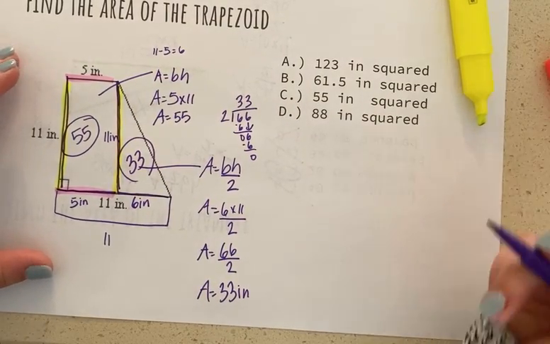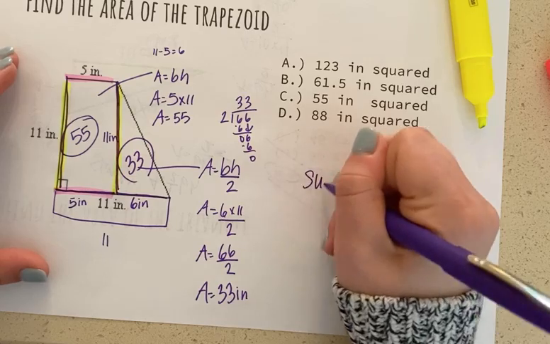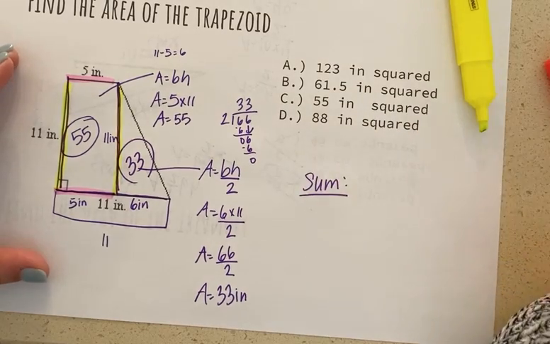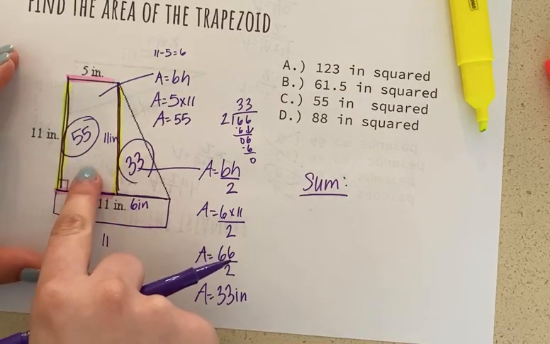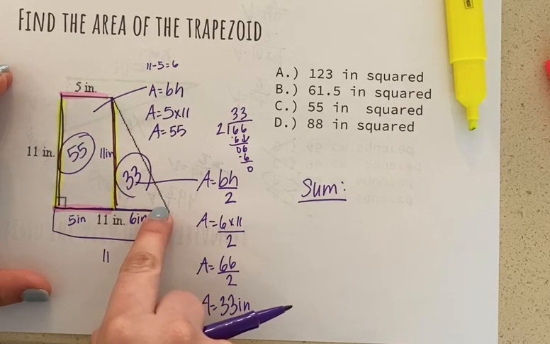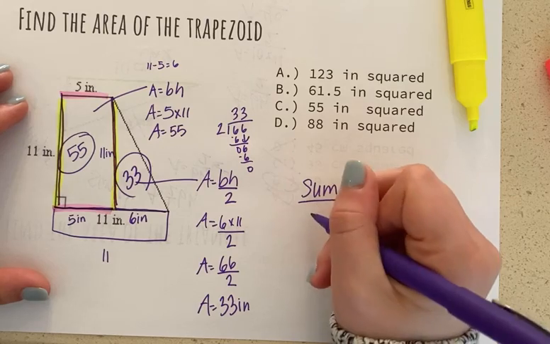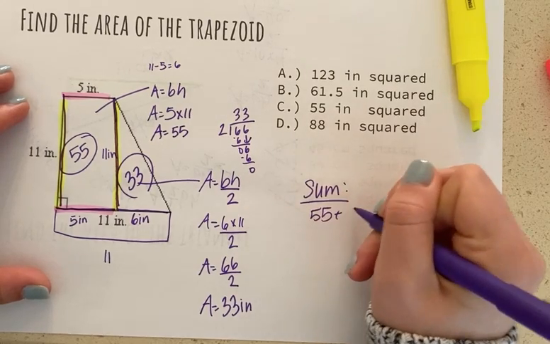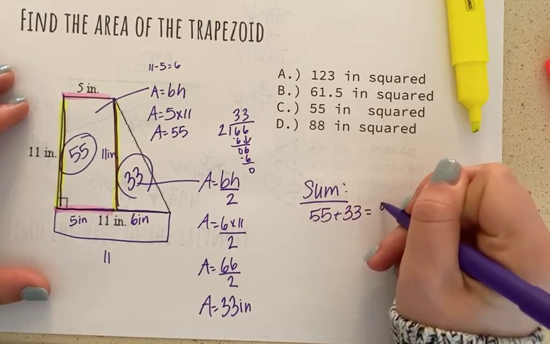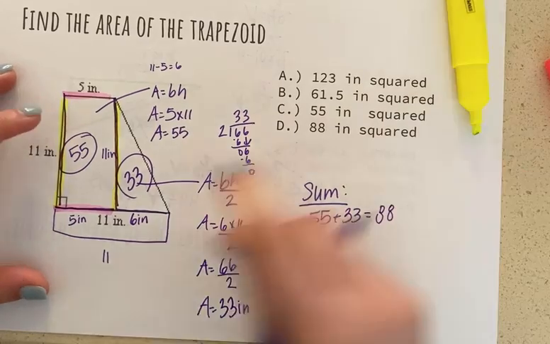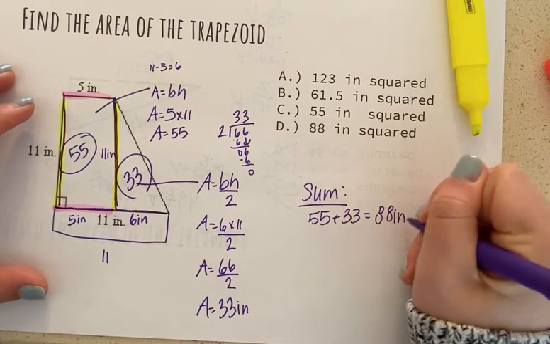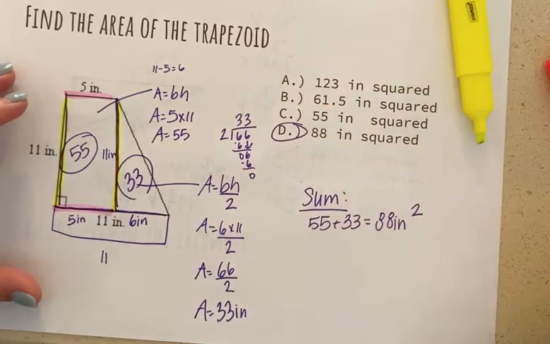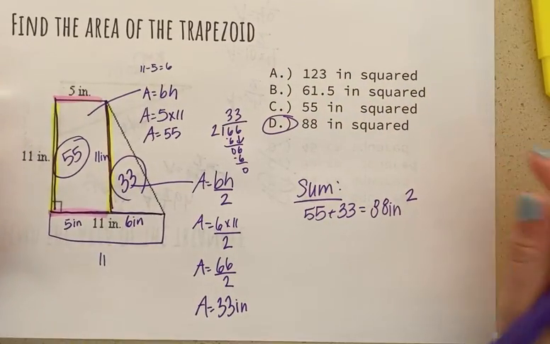Okay, I am not finished yet. Now I need to find the sum. The sum means I'm adding the area of this rectangle plus the area of this triangle. So I have 55 plus 33, which gives me 88 inches squared. So answer choice D is correct.